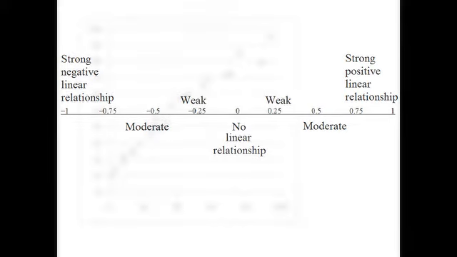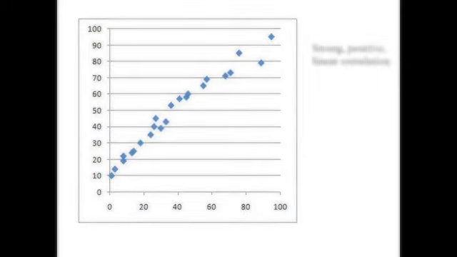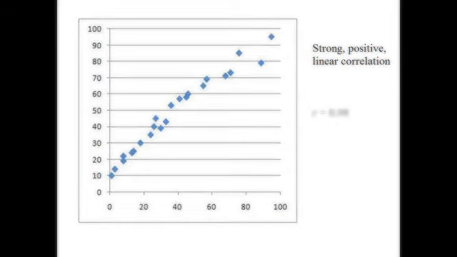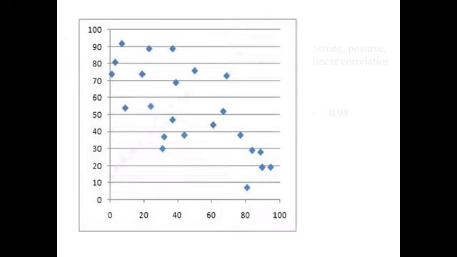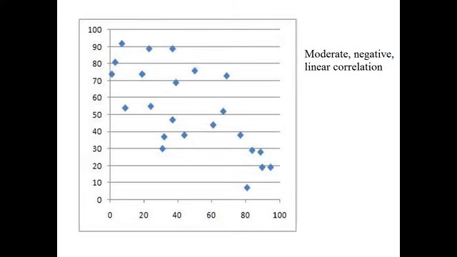Here are some correlations I generated in Excel. This first example is positive and close to a straight line, so we would classify this relationship as a strong positive linear relationship. In fact, for this example, the correlation coefficient R turns out to be 0.98. Let's look at another example. What do you think? Positive or negative? Strong, moderate, or weak? This is an example of a moderate negative linear correlation. Here, R is equal to negative 0.67.